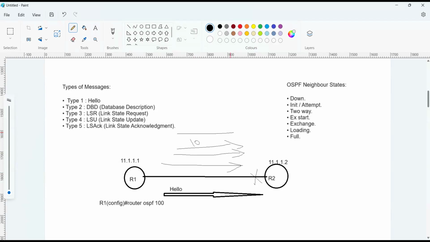4 times it will be sent. The hello timer is 10 seconds and the dead timer is 4 times the hello timer, so 40 seconds. It will wait for 40 seconds, and if in 40 seconds it doesn't get any OSPF packets or hello messages, then it simply discards the packet. No neighborship.